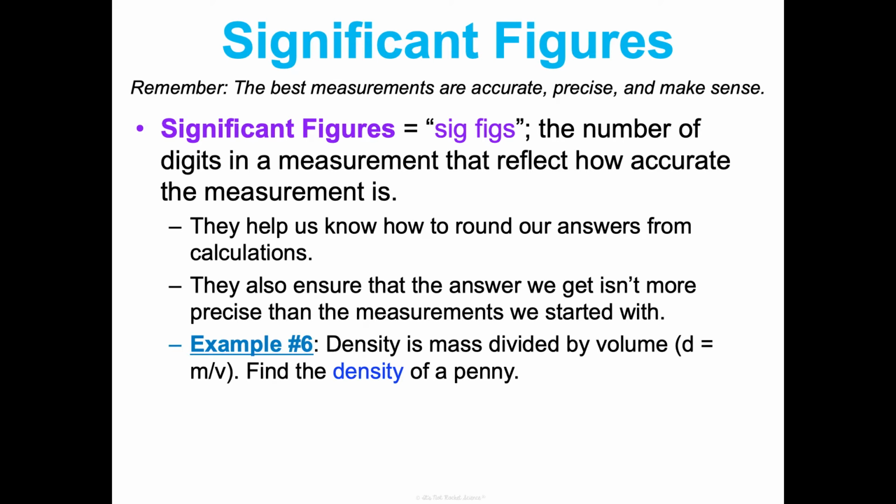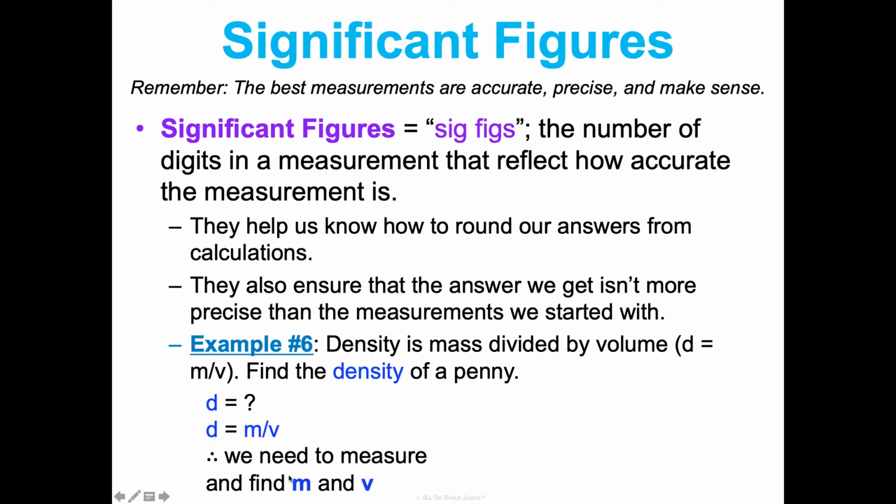So for example, density is mass divided by volume. D equals M over V. We're going to use this so much this year. So find the density of a penny. Okay, so if you want to do that, what would we be looking for? Well, we're looking for D equals question mark. And in order to do that, we're going to need the mass and the volume. So therefore we'll need to measure those.